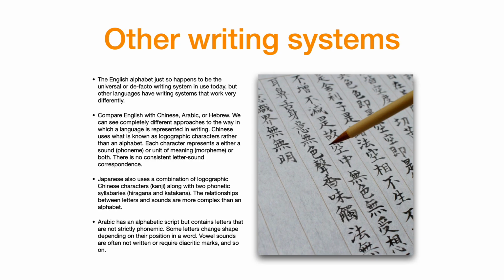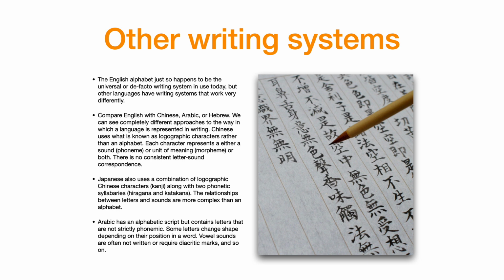Other writing systems. The English alphabet just so happens to be the universal or de facto writing system in use today, but other languages have writing systems that work very differently. Compare English with Chinese, Arabic, or Hebrew. We can see completely different approaches to the way in which a language is represented in writing.